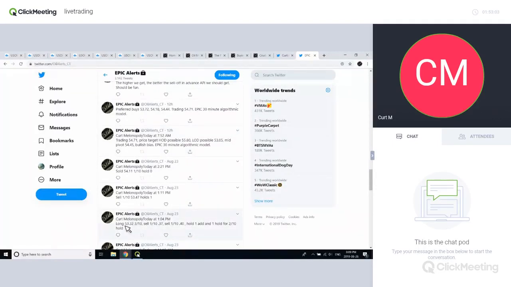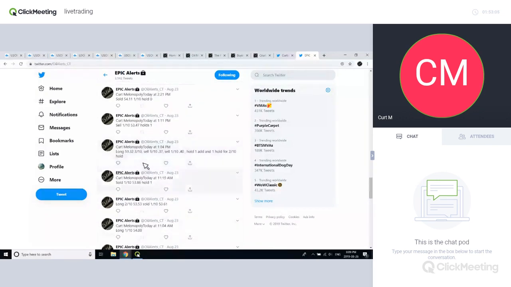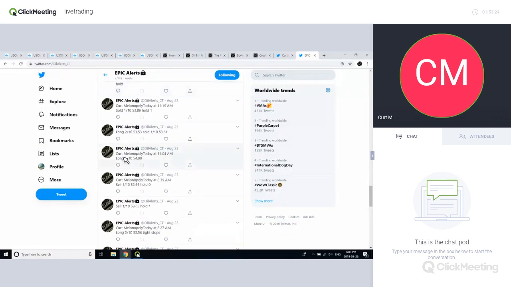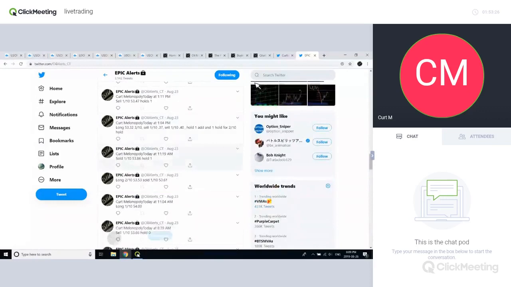So at the bottom here, long 53.32, 310 size. It sold one at 37. It sold one at 40. It's holding one, and because this is a sequence, one hold for 2/10 hold in total. So those are the kind of details that we put on that Twitter feed.